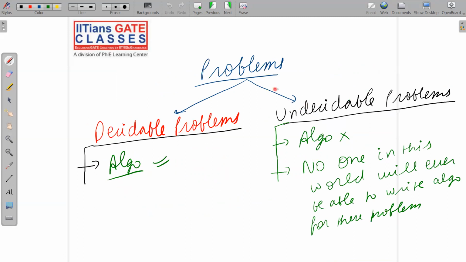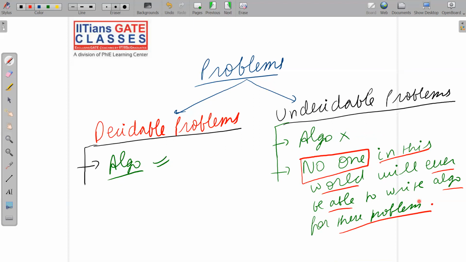That is, there are some problems for which no one in this world, and this is a very big statement, and I'm not saying it from the air. Actually, this has been proved properly that no one in this world will ever be able to write an algorithm for these problems. This has been proved formally, or you can say mathematically.